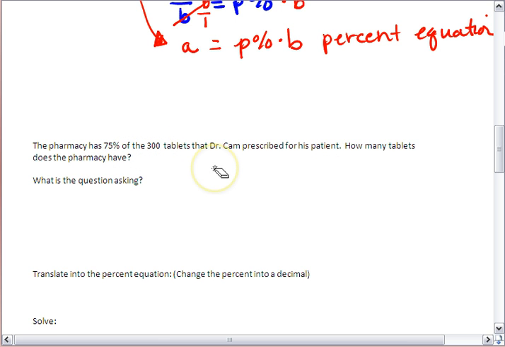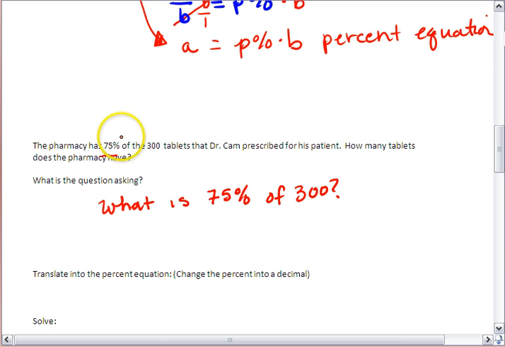All right, well, the first thing you need to figure out is, what's the question they're asking? Well, they're asking, what is 75% of 300? Okay, so 75% of 300. Now we're going to translate this into the percent equation.